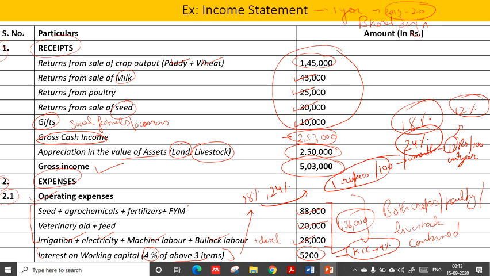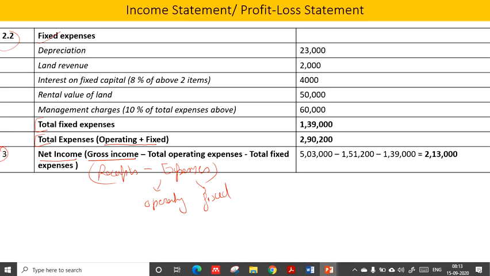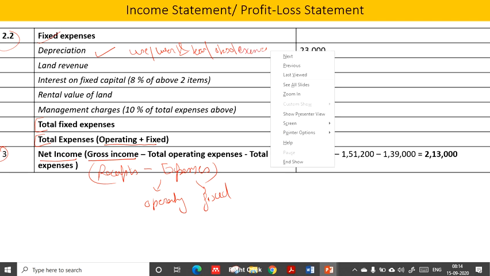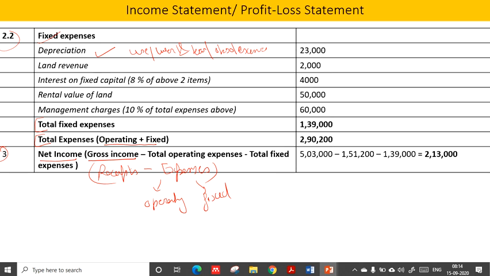So the total operating expenses are 1,36,000 plus 5,200, 1,41,200 rupees. Let's go to the next slide. Now comes the second part, fixed expenses. Depreciation is the reduction in value of assets due to use, wear and tear, and obsolescence, because your technology has become obsolete. Land revenue, the taxes you need to pay to the government, 2000 rupees.